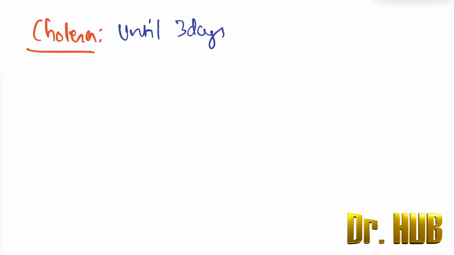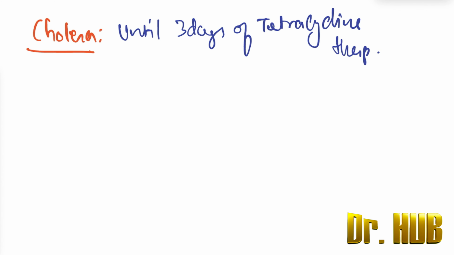Next, we are going to look at cholera. What happens in cholera? Here the isolation is until 3 days of tetracycline therapy. So the duration of isolation should be until 3 days of the tetracycline therapy.